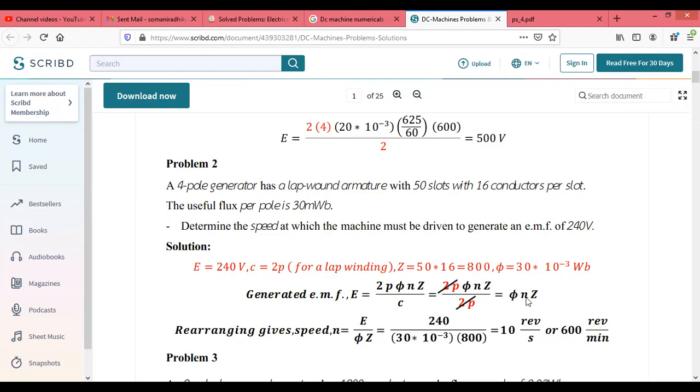We have the value of phi. We have the value for Z. We have the value for E. So you will get the value for N. You can rearrange the equation to derive the value for the speed. If you rearrange the equation, you will get the speed equation: n equal to E upon phi Z. So here, if you put these values, you will get the speed, and here you are calculating small n, that is nothing but revolutions per second. That speed will be measured in seconds. So here you will get the value. You can convert that value into revolutions per minute, if you want.